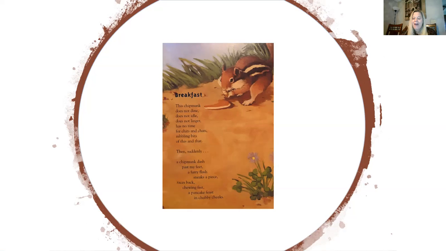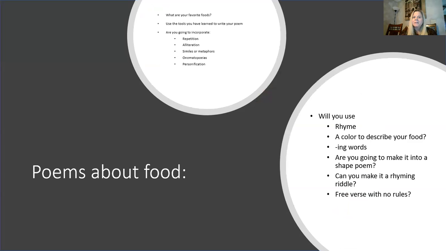If you haven't guessed, we are going to make poems all about food today. So, what are your favorite foods? Make a list of them on a piece of paper, or in your writer's notebook, and look, what food do you especially love that you would love to make a poem about?